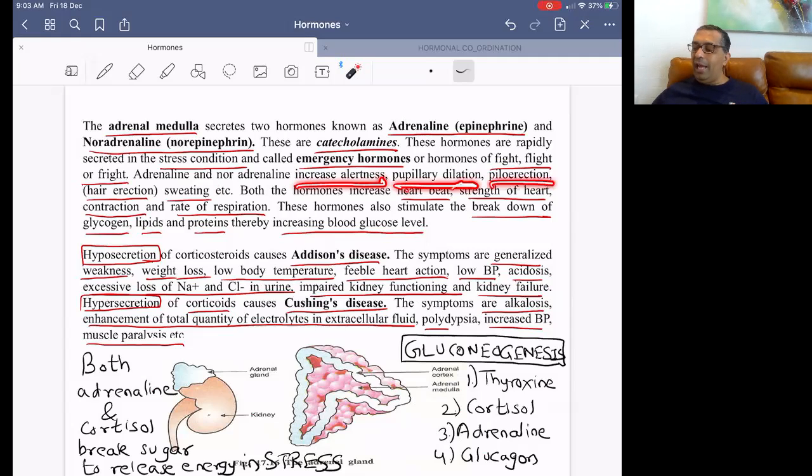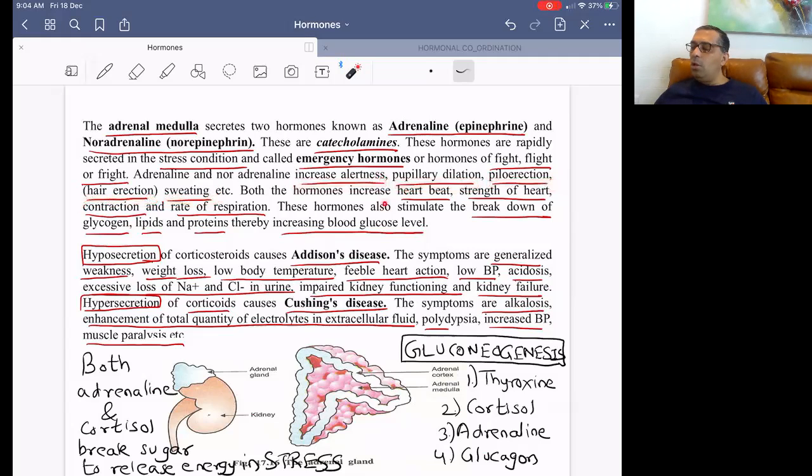There is piloerection, hair erection. डर जाते हैं तो बाल खड़े हो जाते हैं, रोंगटे खड़े हो जाते हैं. कहते हैं ना हम लोग हिंदी में, रोंगटे खड़े हो जाते हैं. You get erection of hair, which is called piloerection, and you get sweating. तो भागते हुए पसीना आता है, स्ट्रेसफुल टेंशन आया, डर गए हो तो हाथों में पसीना आता है. All this, increased alertness, pupillary dilatation, piloerection, sweating, is all done by adrenaline and noradrenaline.